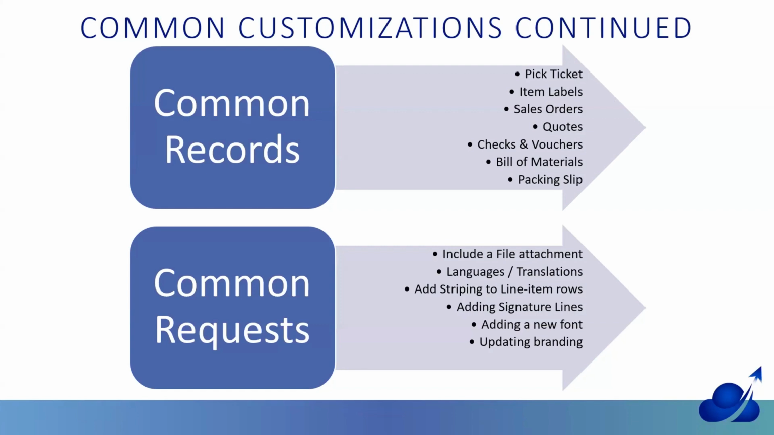So including a file attachment. Can we have languages and translations? Yes, you can. It's hard to read the tables. Could we add striping logic just to separate one row from another? Absolutely. Can we add signature lines? Not just signatures, but maybe just a blank line that we need to actually fill in. Can we use our font? Can we update our branding? I see these a ton, and again, it kind of backs up the point of how important these really are to your business and to the entire growth of your company.